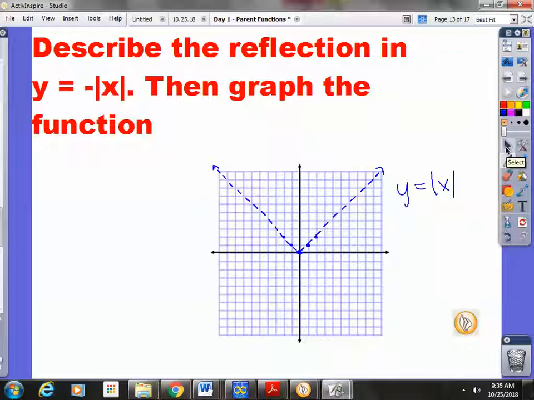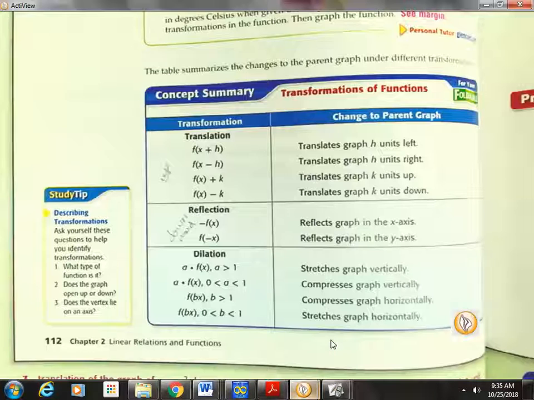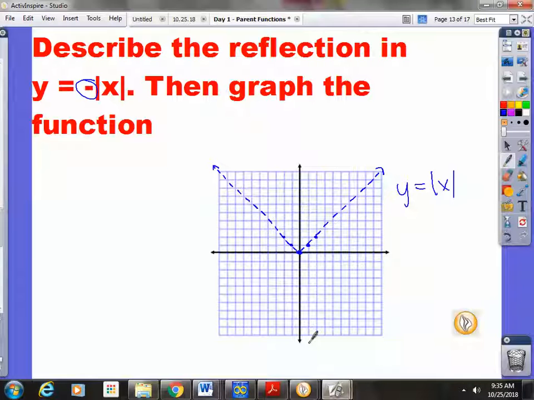In our transformation, what is that negative going to do? Is it going to reflect it across the x-axis or the y-axis? X-axis. And we know that because it's outside of our function, outside of the absolute value bars. It's going to reflect it across the x-axis. So please take all of your points and flip them down. Reflect those points down across the x-axis.